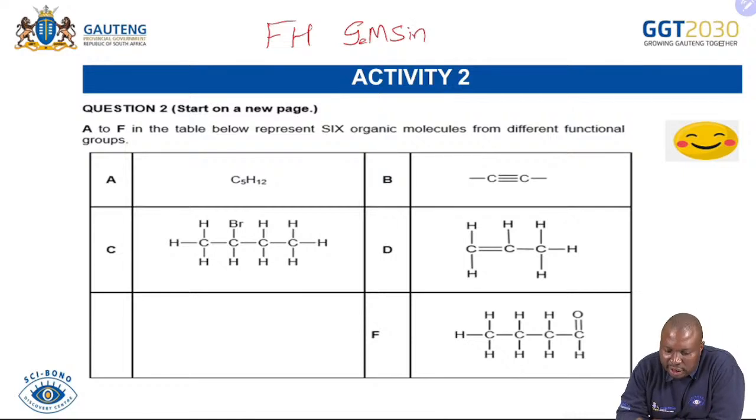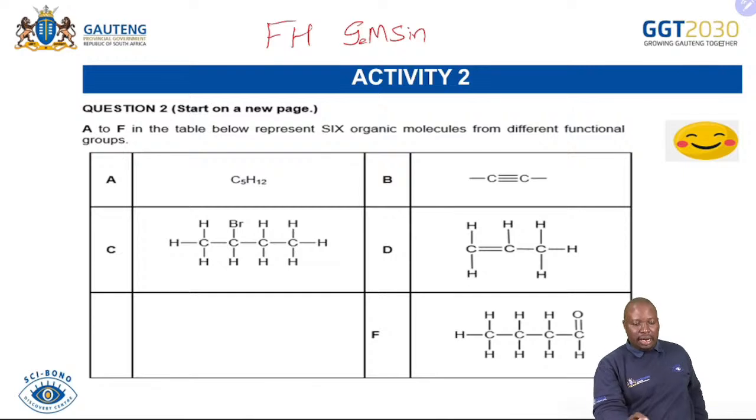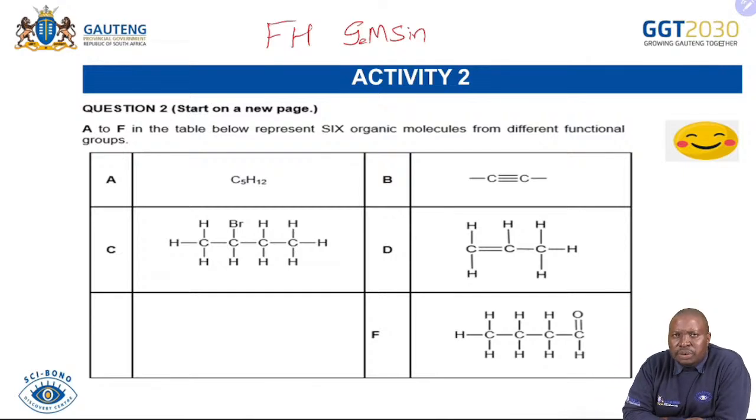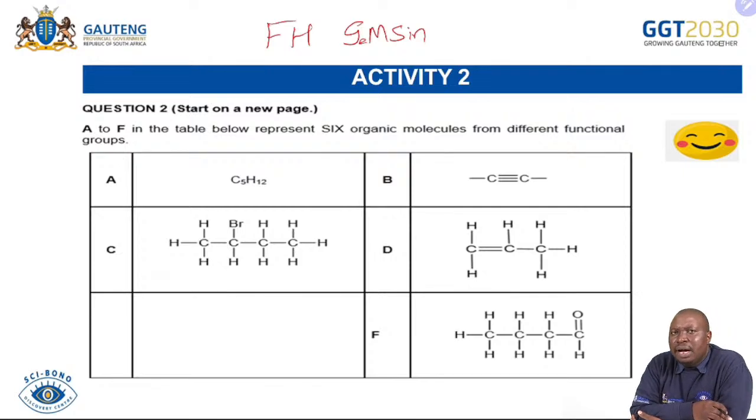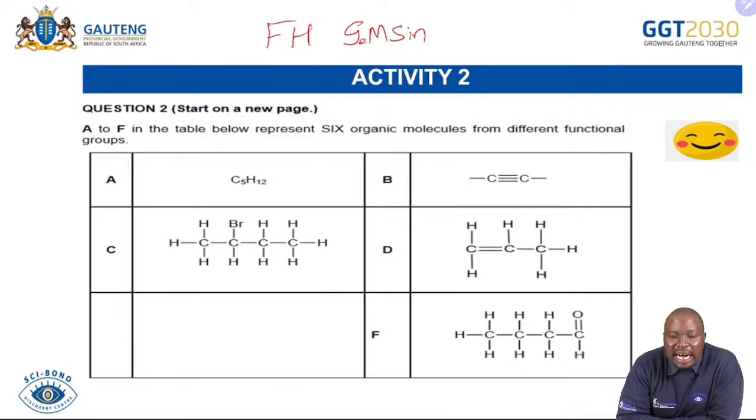Now, remember, I want to give you this strategy: when you get a table like this, use FH-GMS to answer this question. It will help you, because most of the time our learners are in a hurry to go and answer the questions without even understanding what is given on the table. Remember, all the questions that you are going to be asked are based on this table. So it's important that you understand the table before you answer the questions, because if you go straight to the questions without understanding the table, you are going to have a problem.